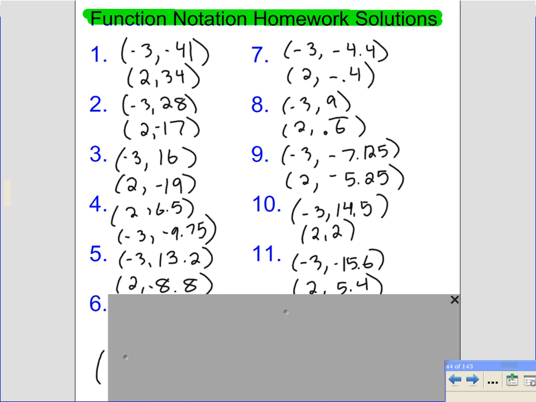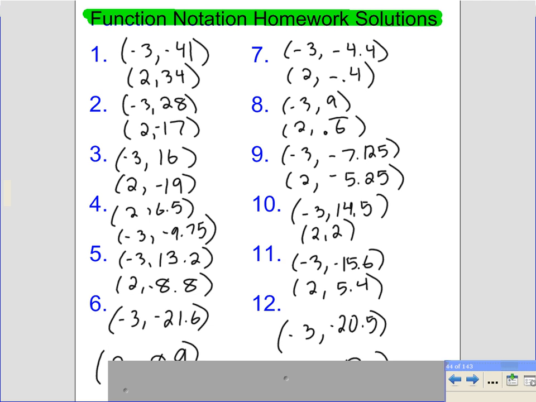Marissa, what did you get for the first, negative 3? Negative 3, negative 2, and then 2, 8.9. Number 7 is negative 3, negative 4.4, 2, negative 0.4. 8 is negative 3, 9, 2, comma, 0.6 repeated or 2/3. 9 is negative 3, negative 7.125. The equivalent fraction is negative 57 over 8.